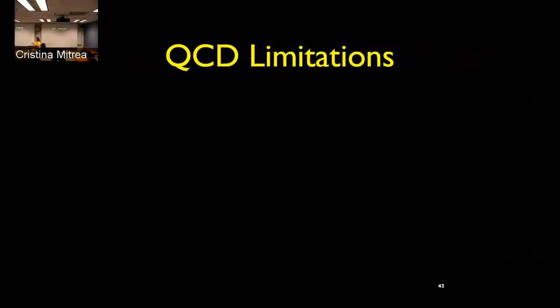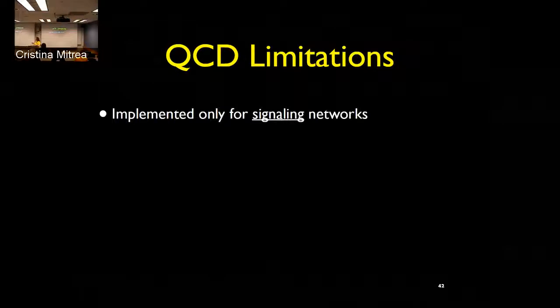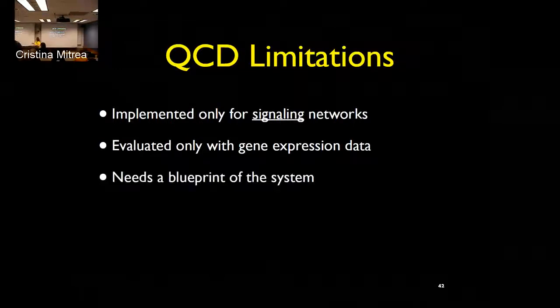There are, though, limitations to it, and that's future work that can be done for different diseases. There are limitations. This is implemented only for signaling networks. This is evaluated only with gene expression data. And it needs that system, that blueprint. So to address this limitation for needing a blueprint, most of the organisms do have quite a few blueprints available for them. But this is still a limitation because tying it to a blueprint might introduce bias.